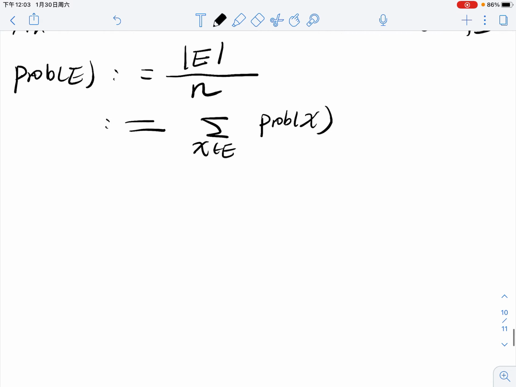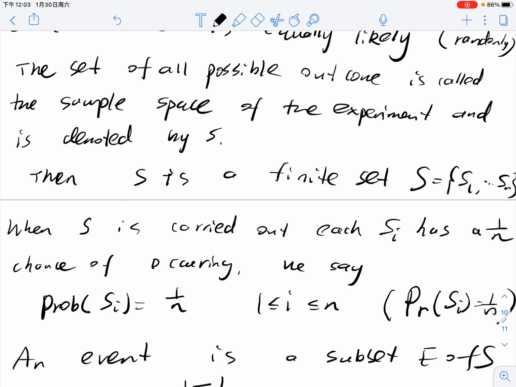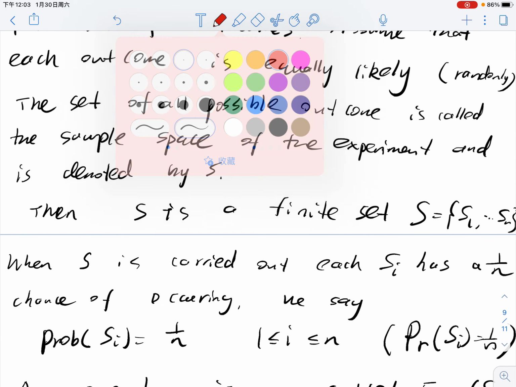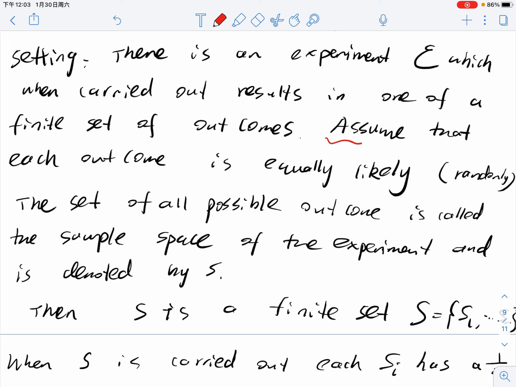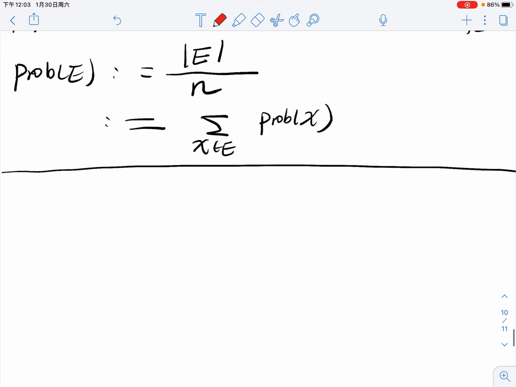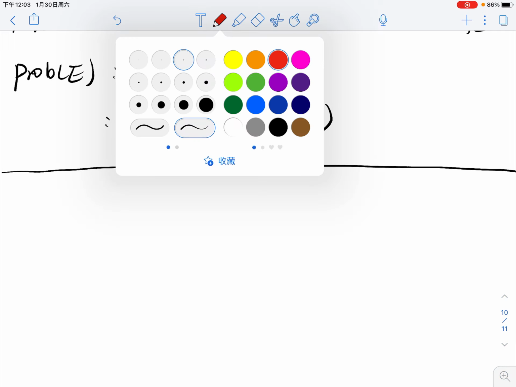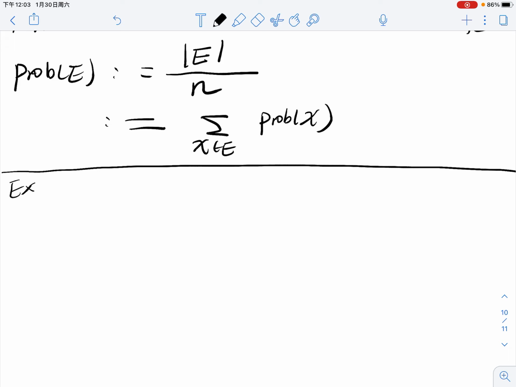Okay, now let's look at some examples. Actually, here for "random", although in mathematics you can state it quite simply, you just call them random and assume that each outcome is equally likely. But in reality, they have quite different meanings. I will explain my understanding of it, but it depends on you how to understand it. It's not a common rule. Okay.